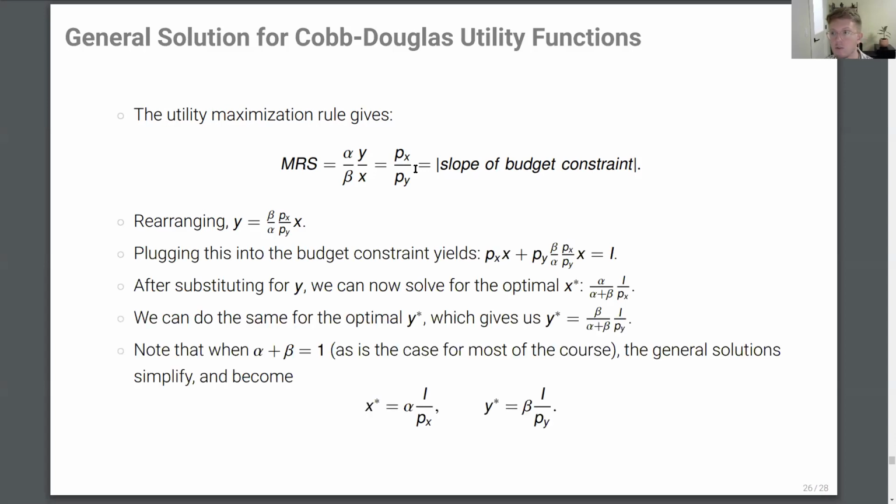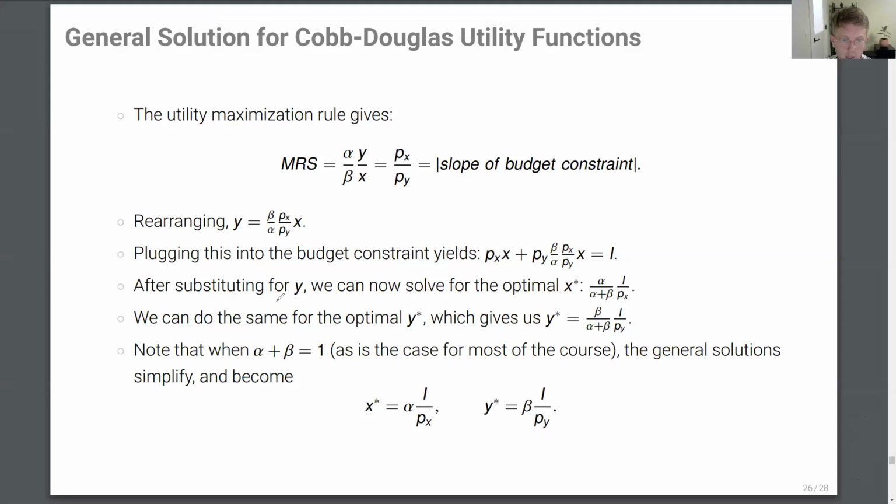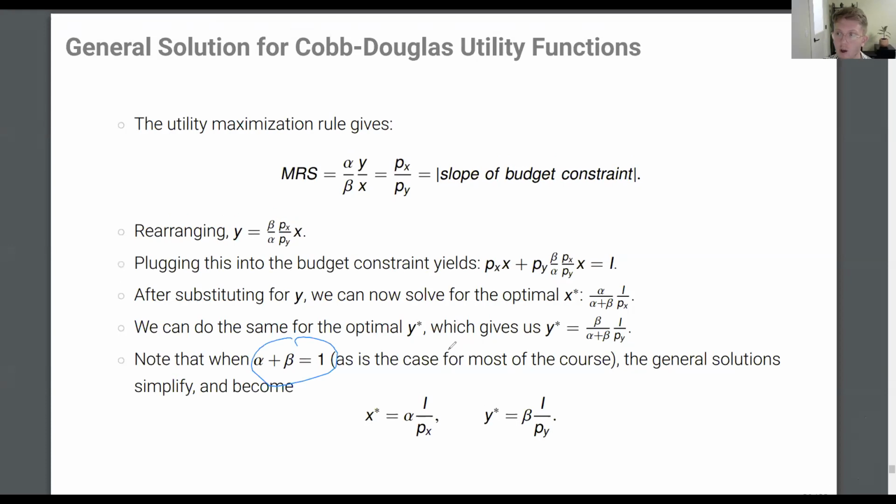And we can either do the trick that I used, or we can just do the same to get the optimal Y star, and that's going to give us those two general solutions. One thing to note is that alpha plus beta will frequently equal 1. This is going to be the case for almost all of the course. And so the general solutions become a lot simpler. They just become that X star is equal to alpha times income over the price of X, and Y star, the optimal consumption of Y, is just going to be equal to beta times I over PY.